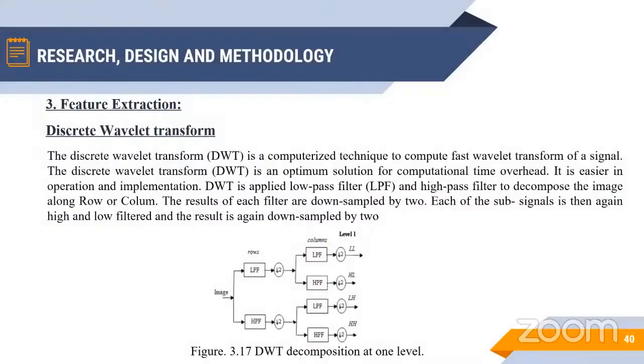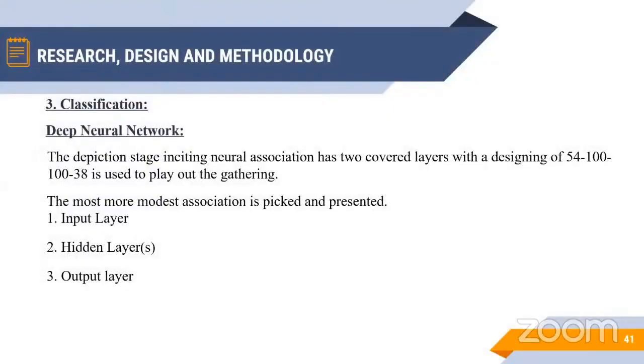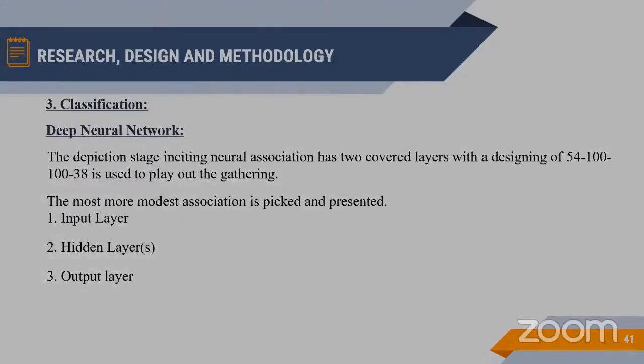The next one is the discrete wavelet transform. This is a computerized technique, a fast wavelet transform for signals. It is very easy for operations and implementation with the low pass filter and the high pass filter. The deep neural network has three layers: input layer, hidden layer, and output layer.